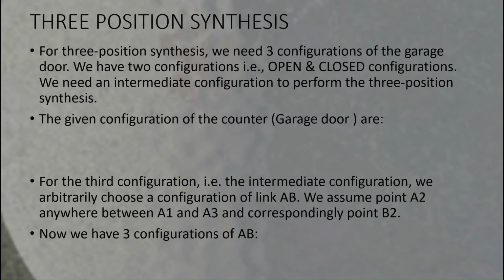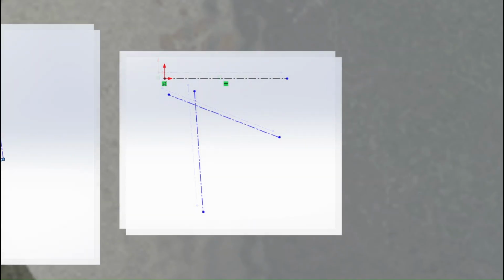Let's start with synthesis. The process we are taking is a 3-position synthesis. For 3-position synthesis, we need 3 configurations of the garage door. The 2 configurations are obviously the open and the closed configuration, and the third one, the intermediate configuration, will be taken arbitrarily by our own need. We make a nomenclature of A1, A2, A3, B1, B2, B3 for the different positions of the garage door.